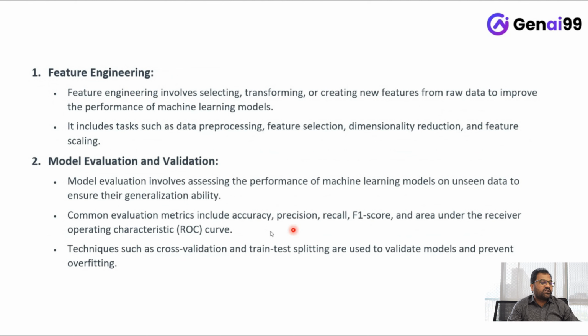Another external parameter is model evaluation and validation. This is where you measure the model output by using statistics. There are different types of statistics here. One is accuracy, precision, recall, F1 score, area under the receiver, ROC. There are many other statistical techniques which we can use to measure the machine learning model output, right? So every machine learning engineer should have minimum knowledge of statistics, right?